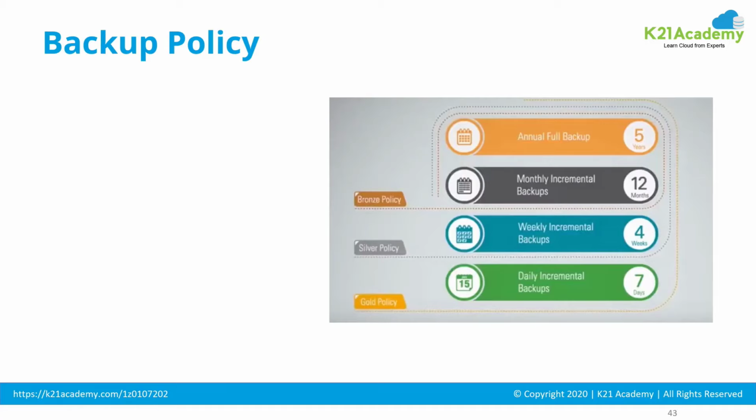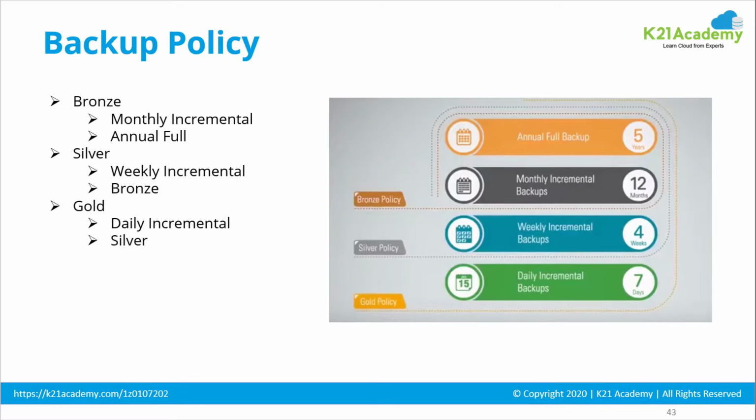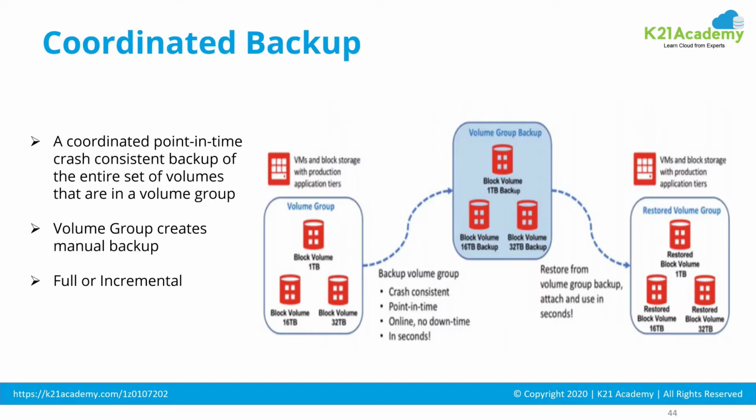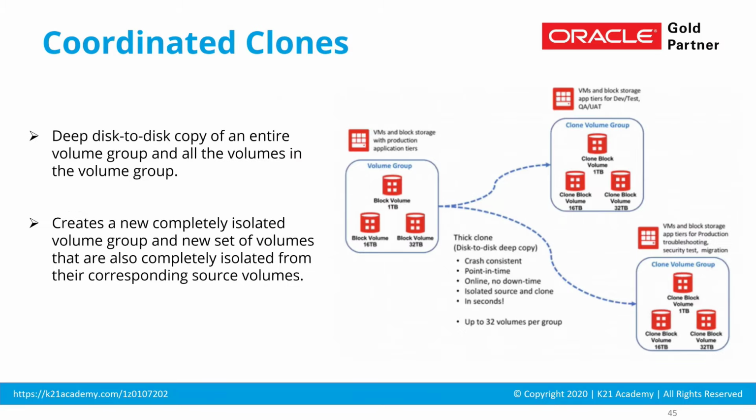and manage them? You should also be familiar with the backup policy. How do you back these up? And backup as volume groups, which means multiple different types of storage, you back them up as a group. So coordinated backup. Also, how do you clone these different types of storage?